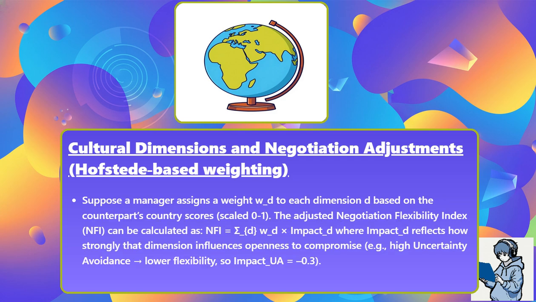Suppose a manager assigns a weight W sub D to each dimension D based on the counterpart's country scores, scaled from 0 to 1. The Adjusted Negotiation Flexibility Index, NFI, can be calculated as NFI equals the sum over D of W sub D times impact sub D, where impact sub D reflects how strongly that dimension influences openness to compromise. For example, high uncertainty avoidance leads to lower flexibility, so impact UA equals -0.3.